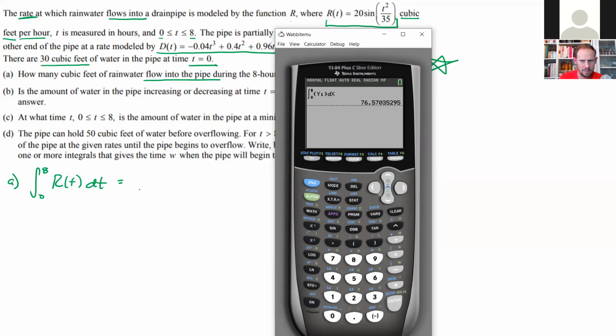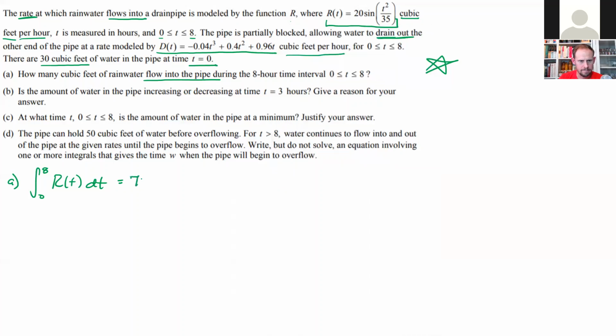And that looks like a reasonable answer. So 76.570. And it is in, let's see, how many cubic feet? All right, so this was cubic feet per hour, and the dt here would be hours. So the hours are going to cancel out and we will get cubic feet. Yep, so that does check out. All right, so that's A. Not a lot of work there. Just asking you, do you understand the concept?